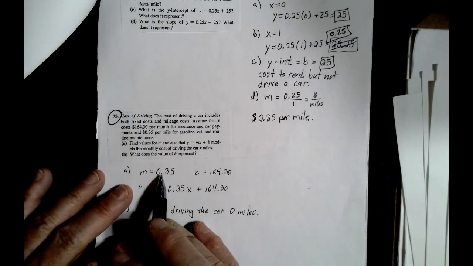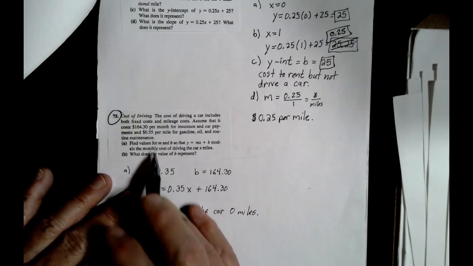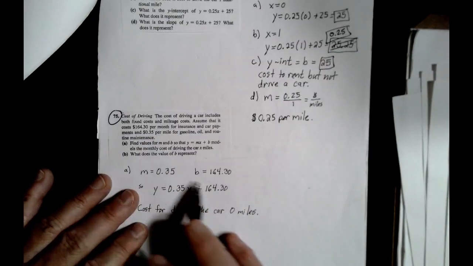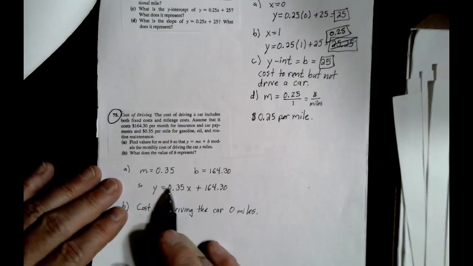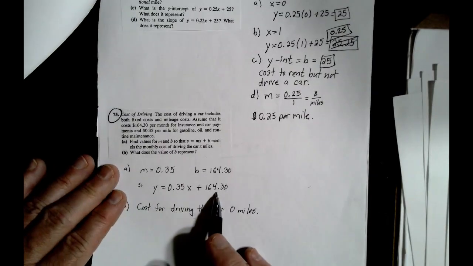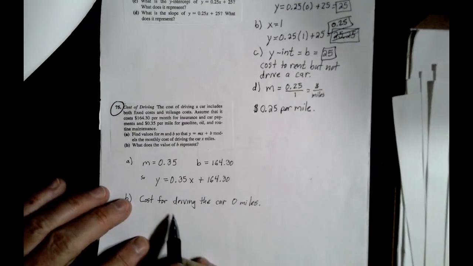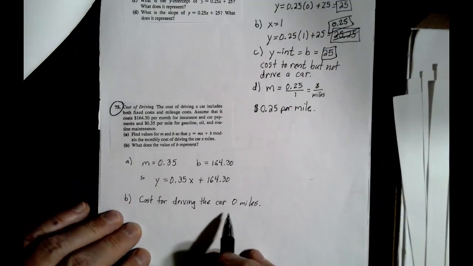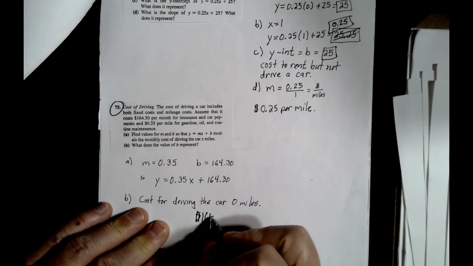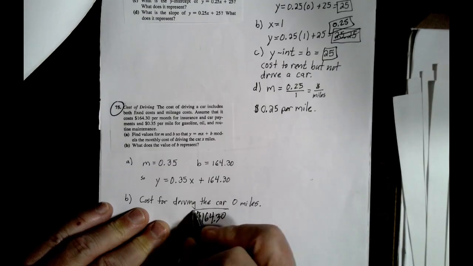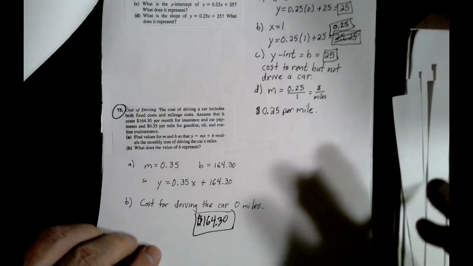Alright, so M is 0.35 because that's the amount of increase per mile, and B is your fixed cost of $164.30. So 0.35x plus 164.30. So the cost for driving the car 0 miles is what B represents, which is $164.30. If you didn't drive it at all, you'd still have to pay insurance and maintenance and all the other stuff.